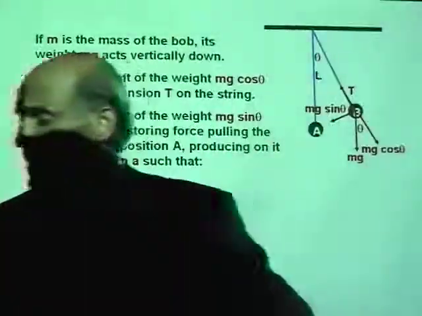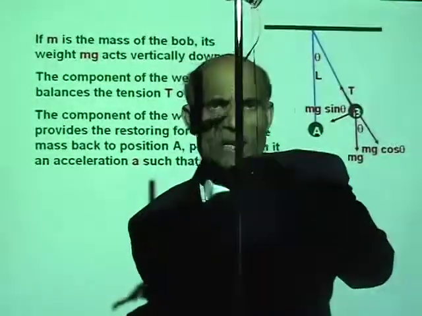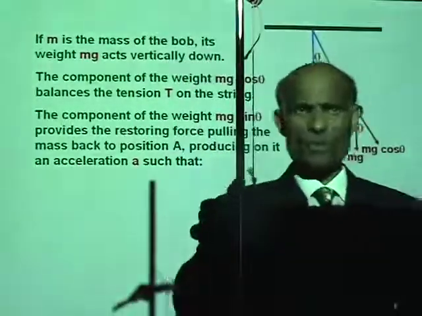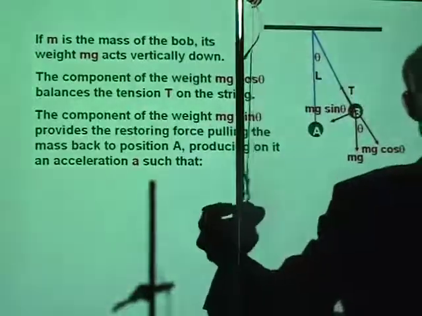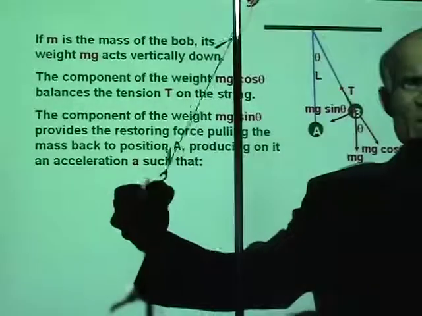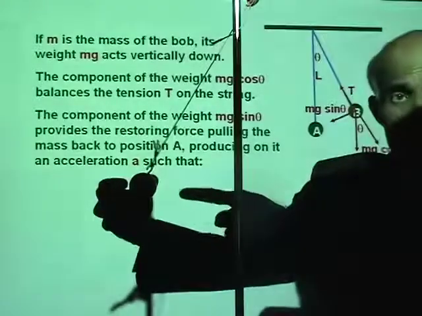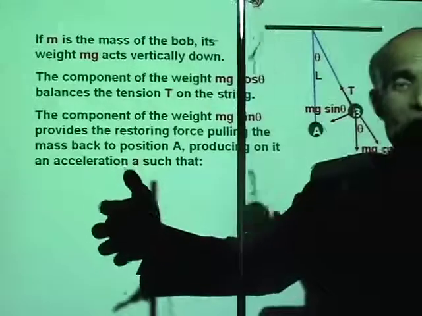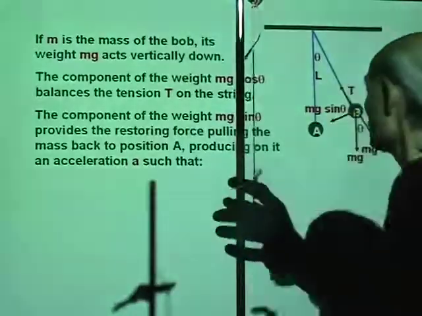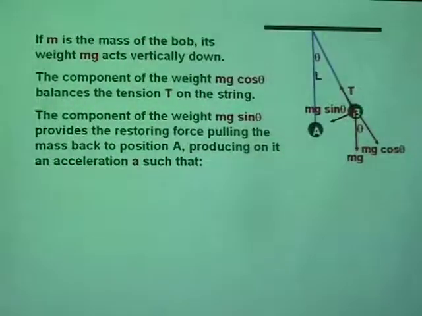So now watch here. When you pull the mass to one side, what happens? There is a force pulling this mass back to the equilibrium position. That's why it comes back. So this mg sine theta is that restoring force.